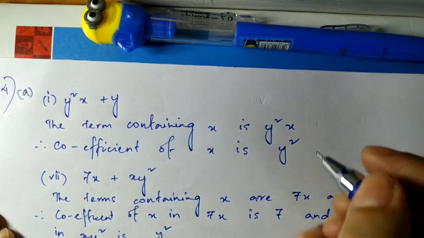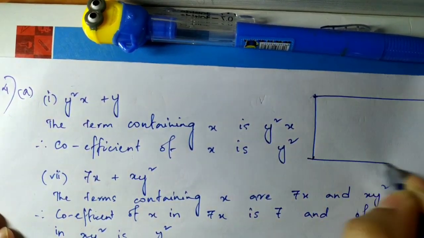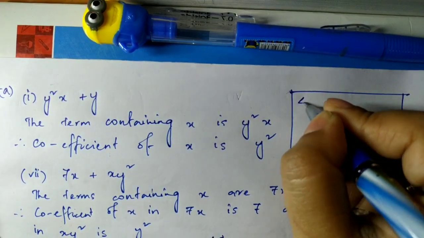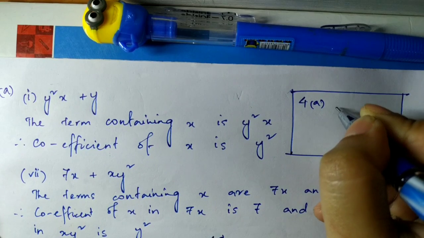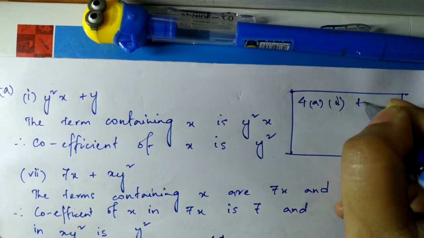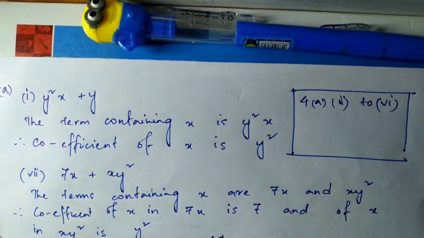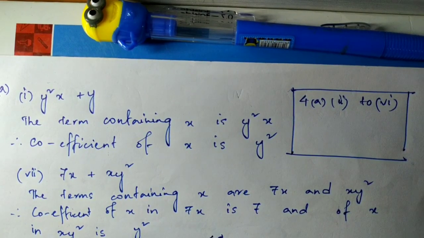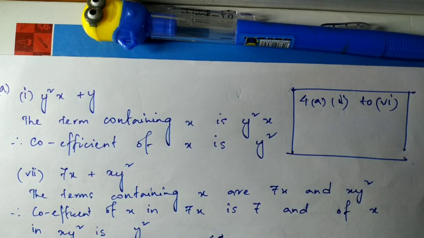So from question number 4a, the homework I'll write down here. Question number 4a, from 2 to 6 you will try as your homework. Okay. So what about question number B? It's the same, just here it's given: identify the term which contains y square and give the coefficient of y.